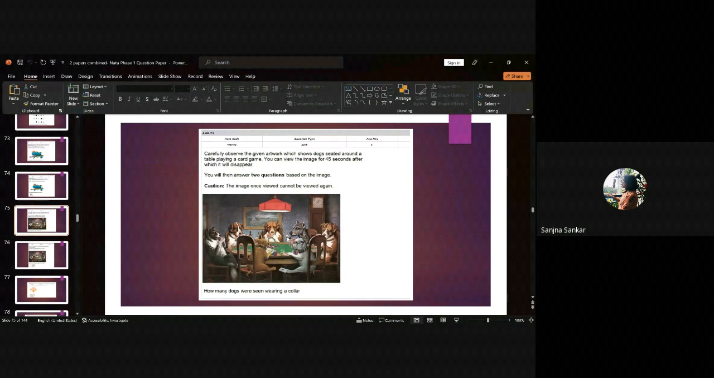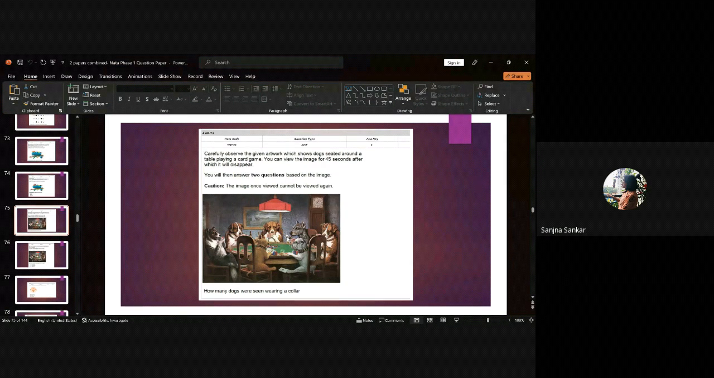The last question is: carefully observe the given artwork which shows dogs seated around a table playing a card game. You can view the image for 45 seconds, after which it will disappear. You will then answer 2 questions based on the image. In this image, we can see dogs sitting around a table playing a card game. On the basis of that, we are supposed to answer 2 questions.